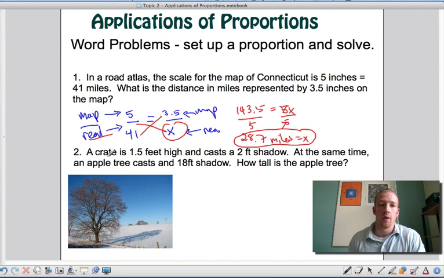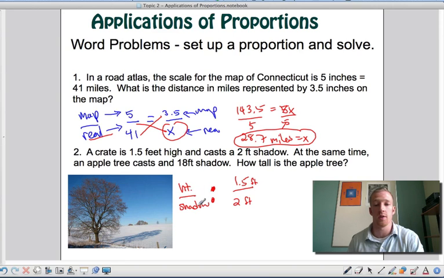All right, so here we're comparing the height of a crate, 1.5 feet, and it casts a 2-foot shadow. So we're comparing the height versus the shadow, height per shadow. So 1.5 feet casts a 2-foot shadow. You can add the units, I didn't put them here. It's not really essential as long as you're always comparing the right things in the right places. And then the tree has an 18-foot shadow. So shadow's on bottom. That's 18 feet.